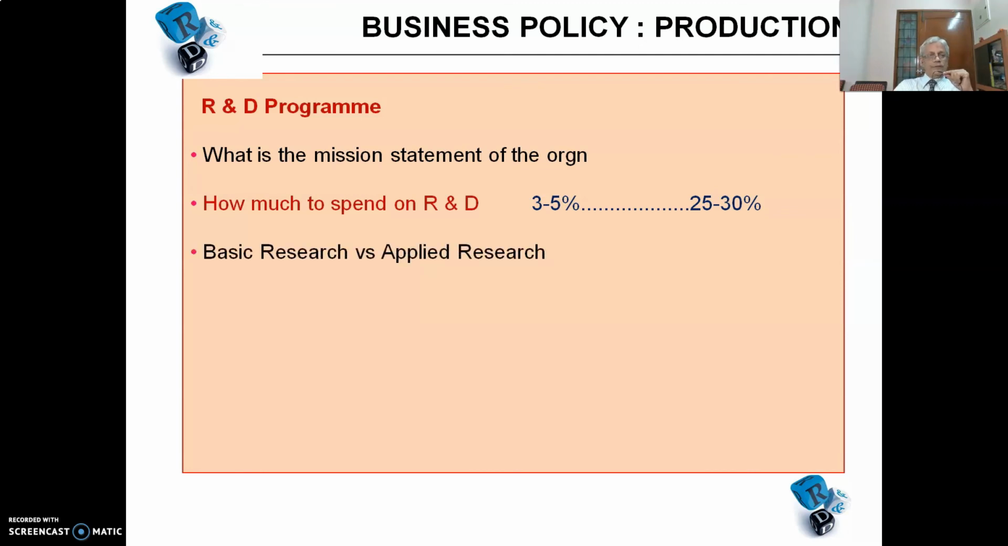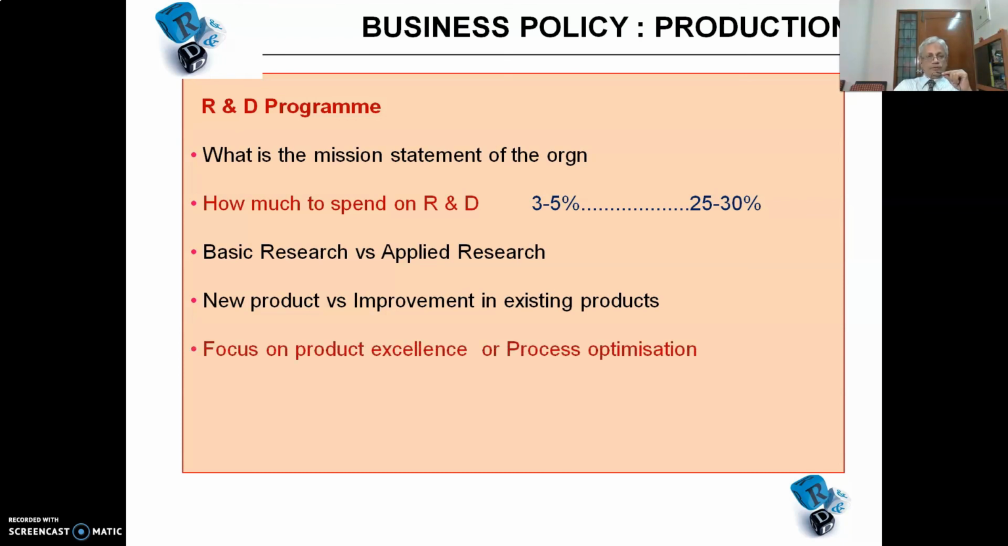Then the next question comes, should I focus on basic research or applied research? Again, that's a very interesting point. Then the next issue is, should I go for development of new products or improvement of existing products? Because improvement of existing products is going to give you a larger market with a little bit of effort. So many companies may prefer to focus R&D on improvement of existing products. Then should I focus on product excellence or process optimization?